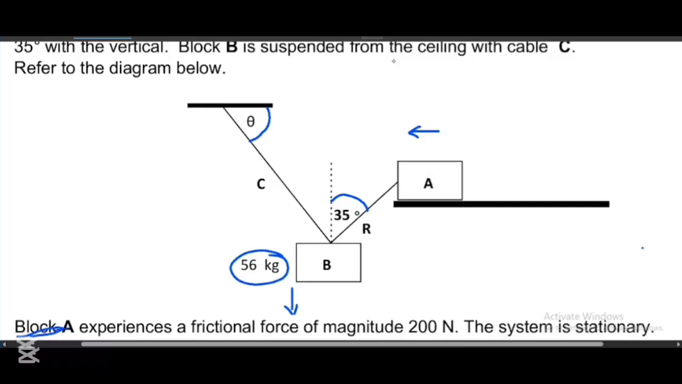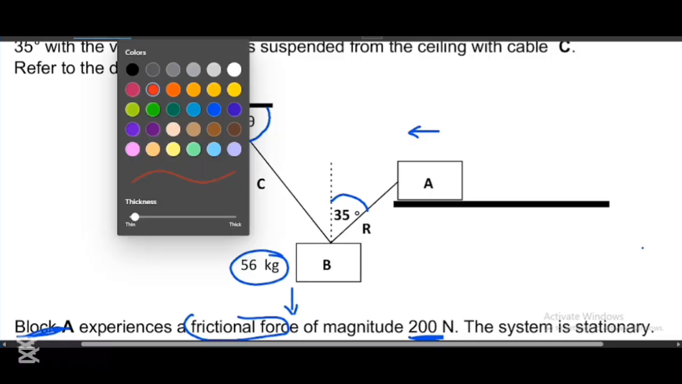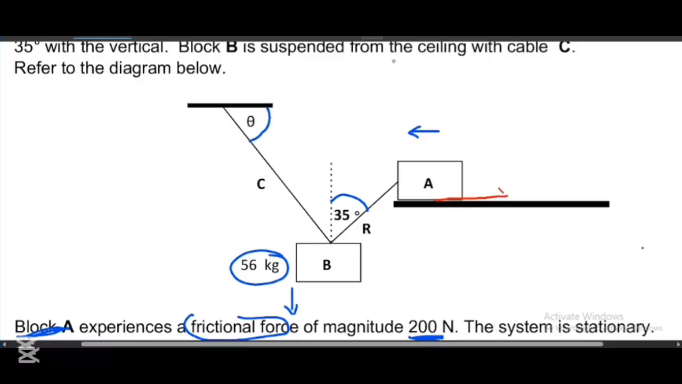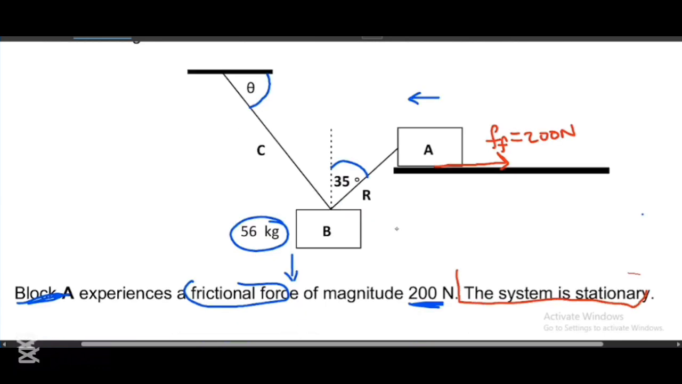We are also given that block A experiences a frictional force of magnitude 200 newtons. So we can see that the direction of the frictional force will go to the right hand side. Frictional force is defined as the force that opposes the direction of the motion of an object. We are also given that the system is stationary, or at a state of rest, or they can also say the system is at equilibrium. I want you to make use of the words stationary and equilibrium, because there's a concept called equilibrium. So we are talking about stationary objects here, right?